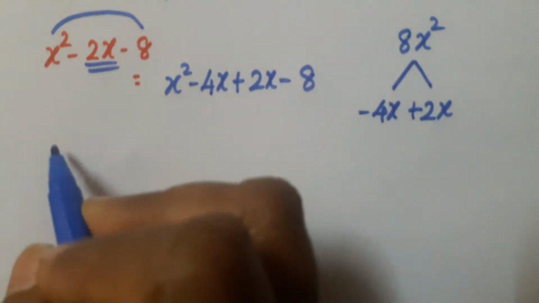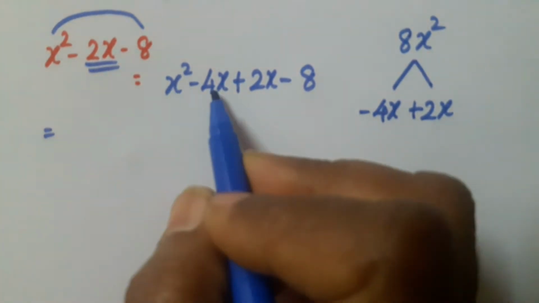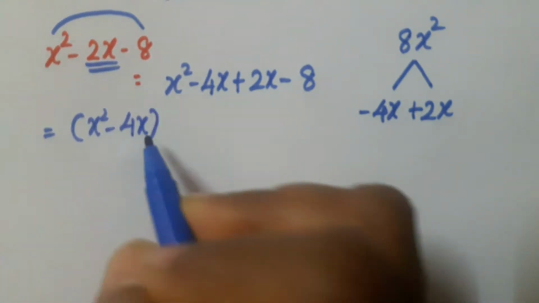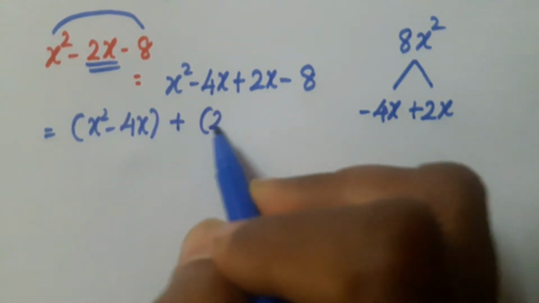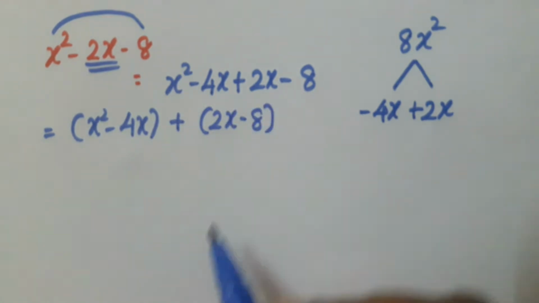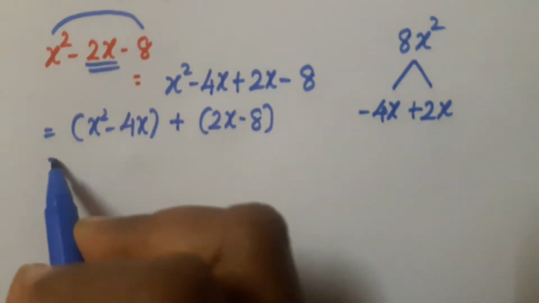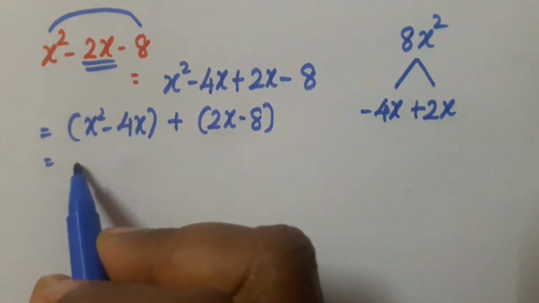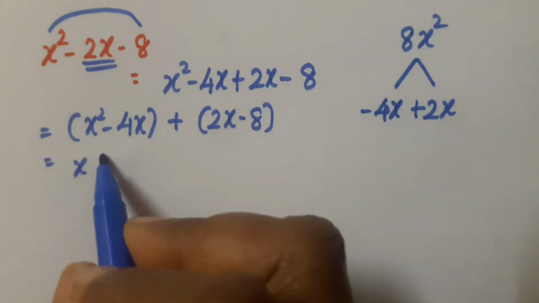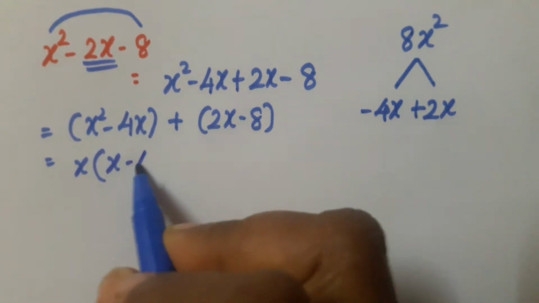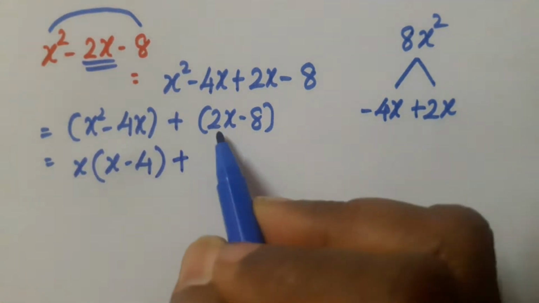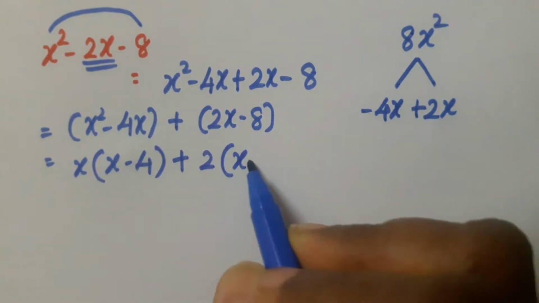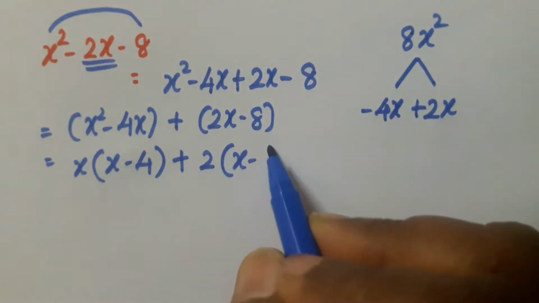Now we need to group these first two terms together. So x square minus 4x, then we have plus 2x minus 8 together. We have grouped them. Now our third step is to remove the common term. So what is common here? x is common. So we will take x out. So x minus 4, right? Then plus, here we have 2 common. So we'll take 2 out. So we have x minus, if you divide 8 by 2 you have 4.